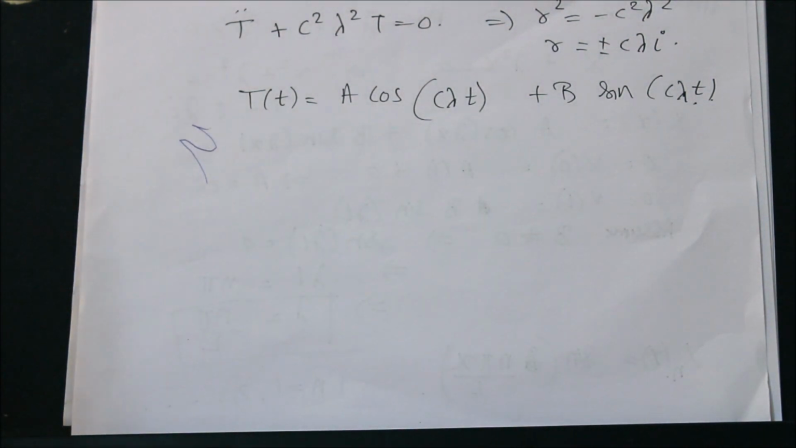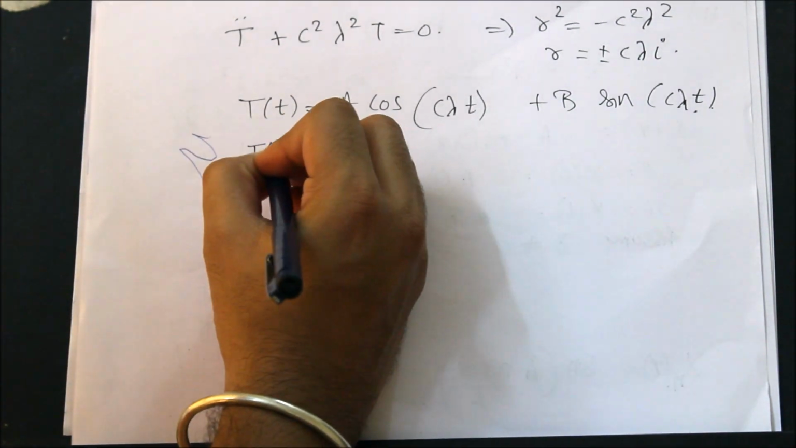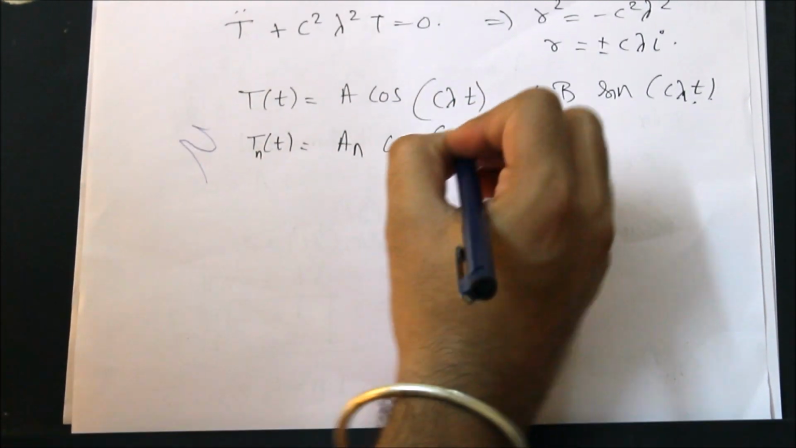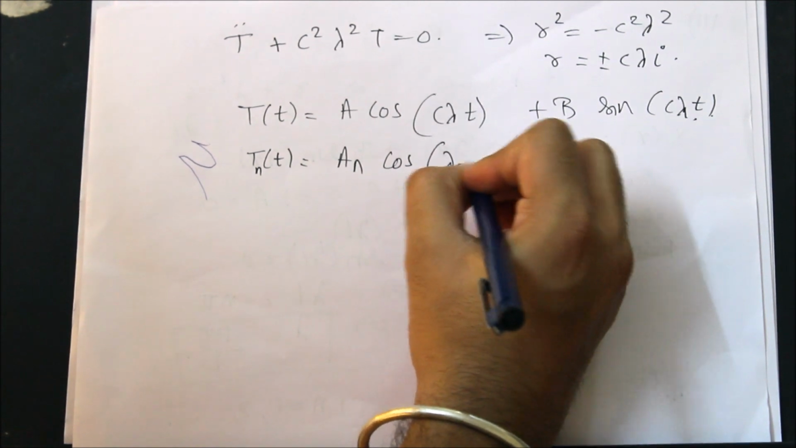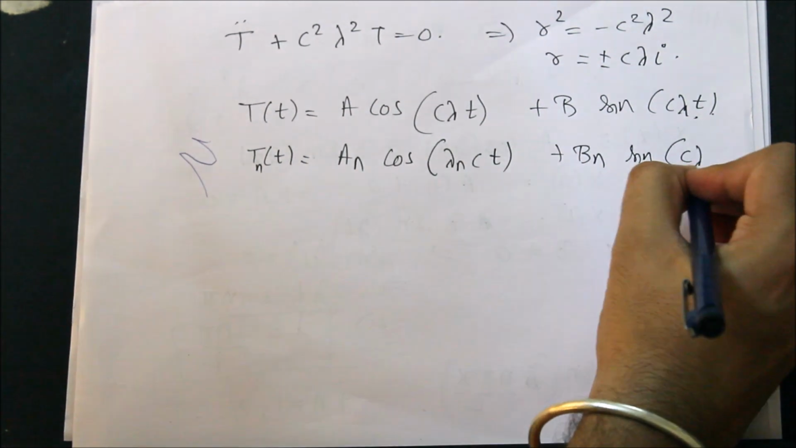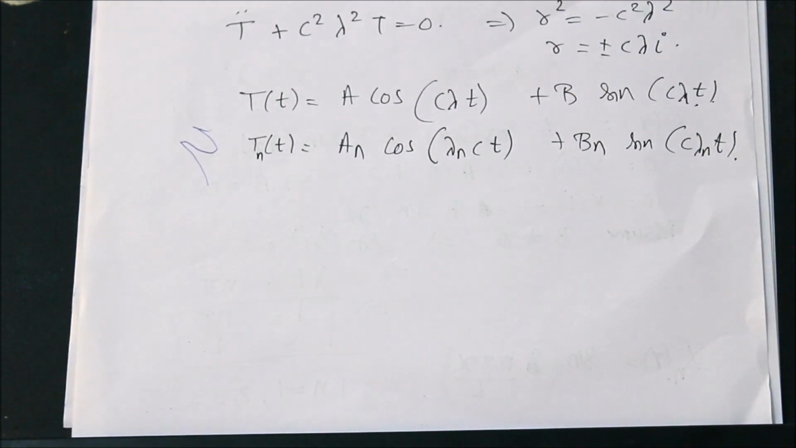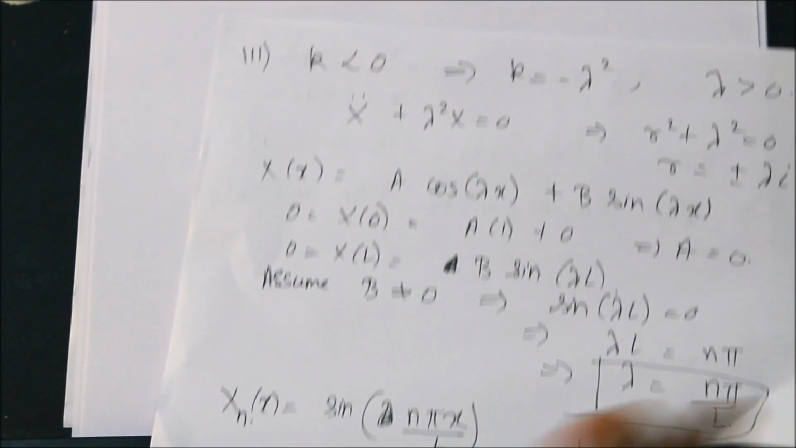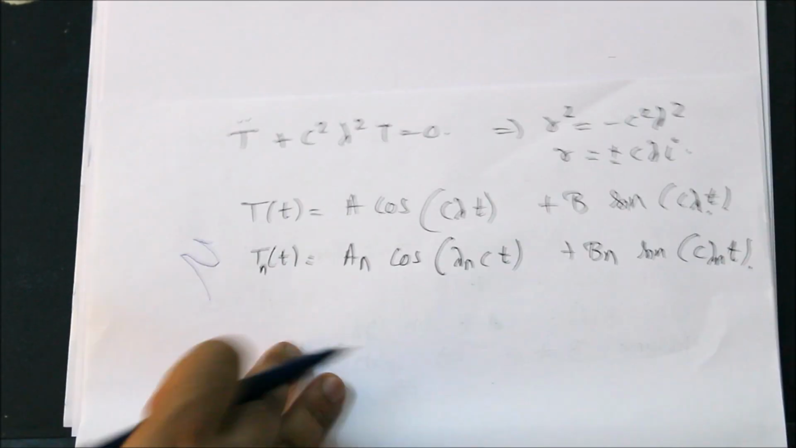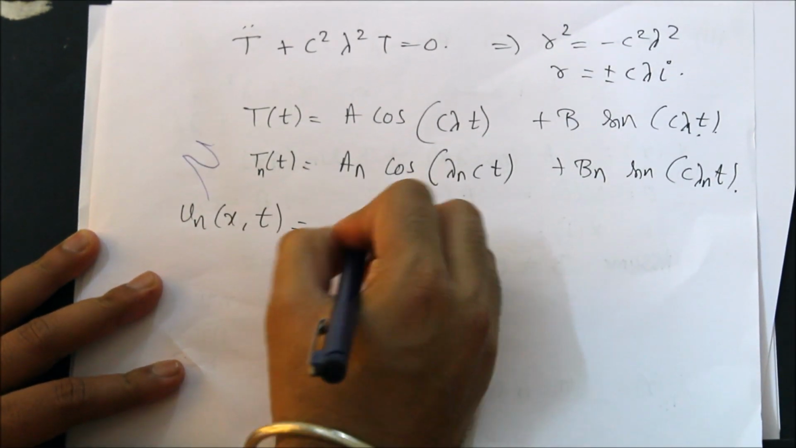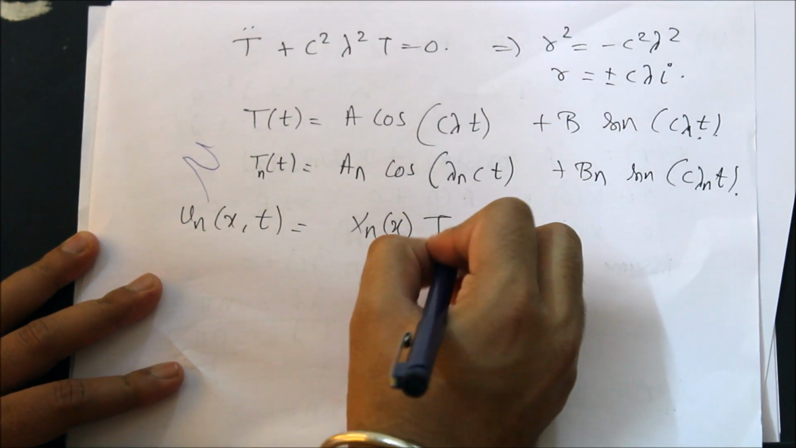So what are my lambdas? My lambdas are nothing but nπ/L. So my T(t) is nothing but, I will write again, T_n(t) = A_n cos(λ_n ct) plus B_n sin(λ_n ct), because my λ_n's I found in my previous case, in this part over here. These are my lambdas, and therefore what is my solution now? So what is my u_n(x,t)? It is nothing but X_n(x) into T_n(t).